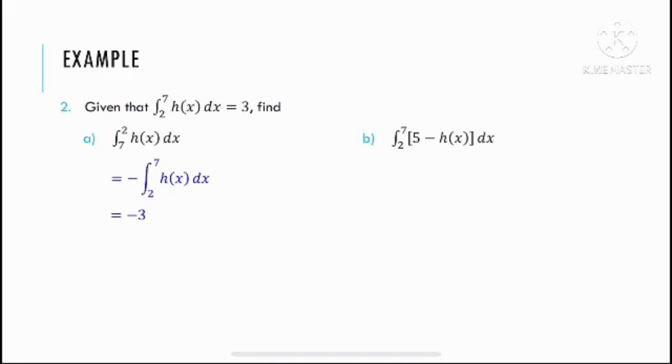For question B, we have to split this into the integration of 5 from 2 to 7 minus the integration of h(x) from 2 to 7. Then integrate 5 where it becomes 5x. And for the integral of h(x) from 2 to 7, we just substitute the value given. Now substitute the upper limit and lower limit for 5x.